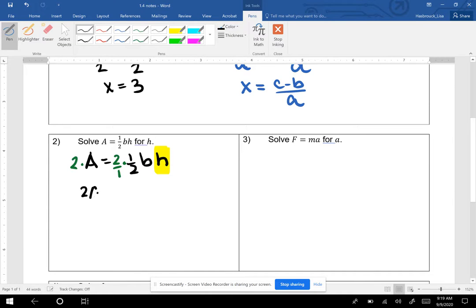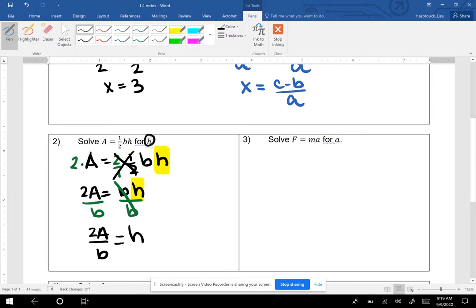This gives me 2 times A equals the 1/2 and 2 cancel out. So all I have left over there is b times h. Remember, we're trying to get h alone. It is b times h. So to get h alone, we have to divide by that b. We have to do the opposite. They will cancel out on that right-hand side. On the left, we have 2 times A divided by b equals, and now h is alone. Now that h is alone, we're done because that's what they wanted us to solve for.